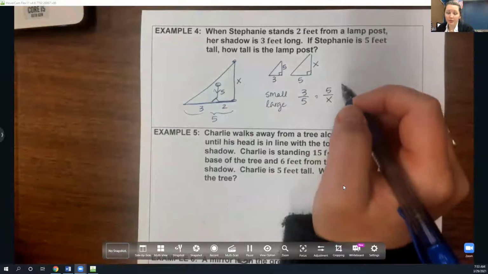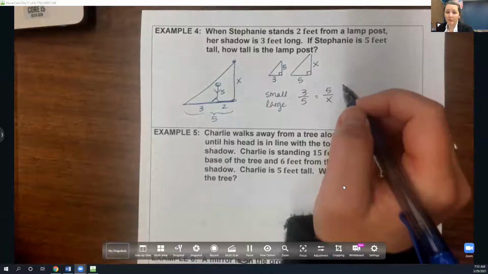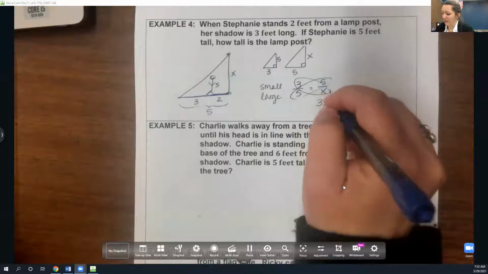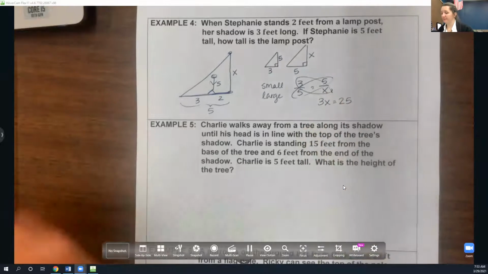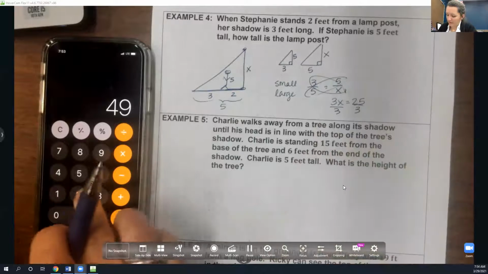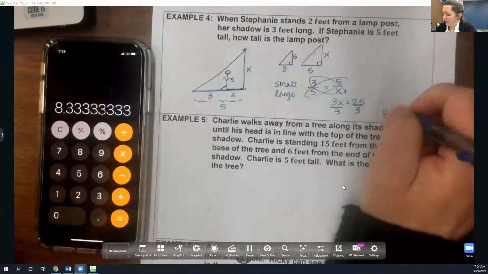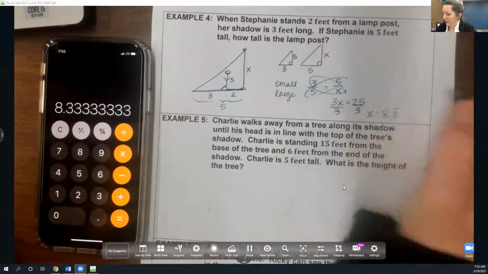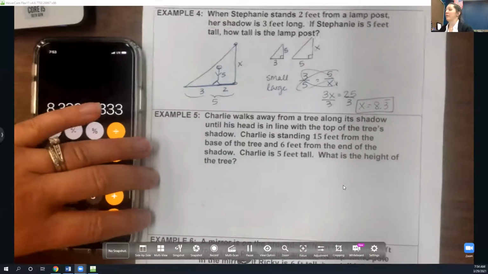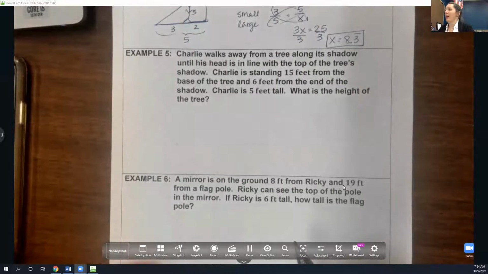The way that you set up your proportion is the most important, because if you don't set it up correctly, then you won't get the correct answer. All right, let's cross multiply. We get 3x equals 25. Divide 25 divided by 3, and we get 8.3 repeating. We'll just put a little bar above that saying it's repeating. And that's how tall our lamppost is, 8.3 feet. Seems pretty short, huh? All right, let's do example number 5.